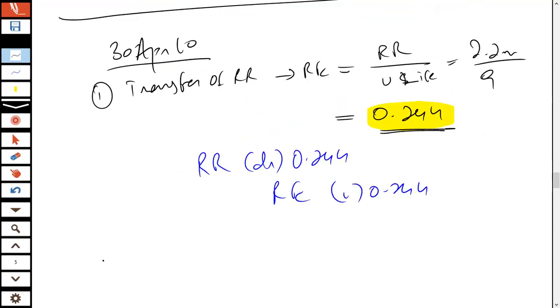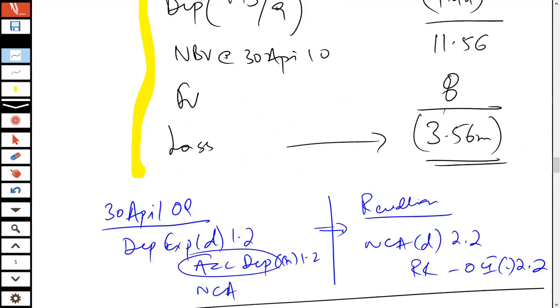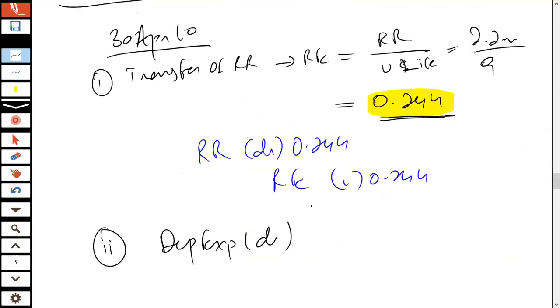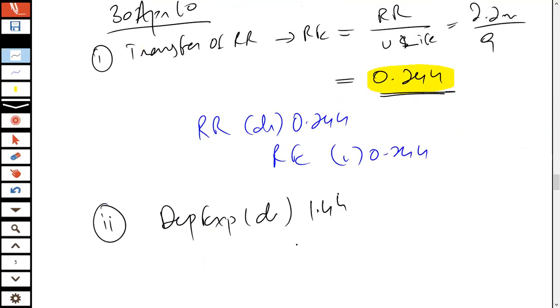The second thing is that there's going to be another entry which is going to be about the depreciation expense. You would say the depreciation expense is going to be debited. How much is it going to be debited by? We've already calculated it, 1.44. And you would simply say the non-current asset is going to be credited by 1.44.